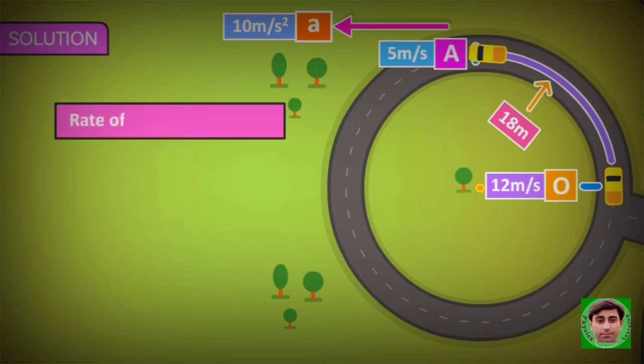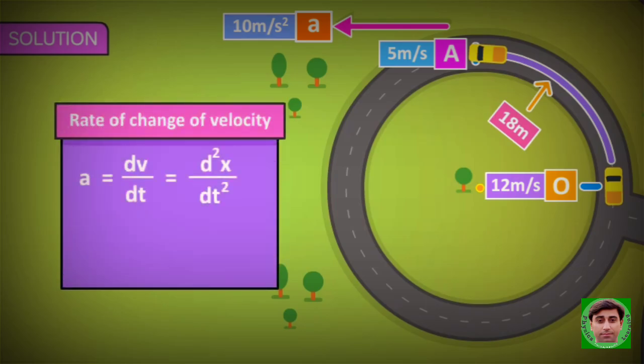We all know that rate of change of velocity is equal to acceleration. We can modify this expression to derive the relation between acceleration, velocity, and distance. That is A equal to v into dv by dx. Let's call this equation 1.